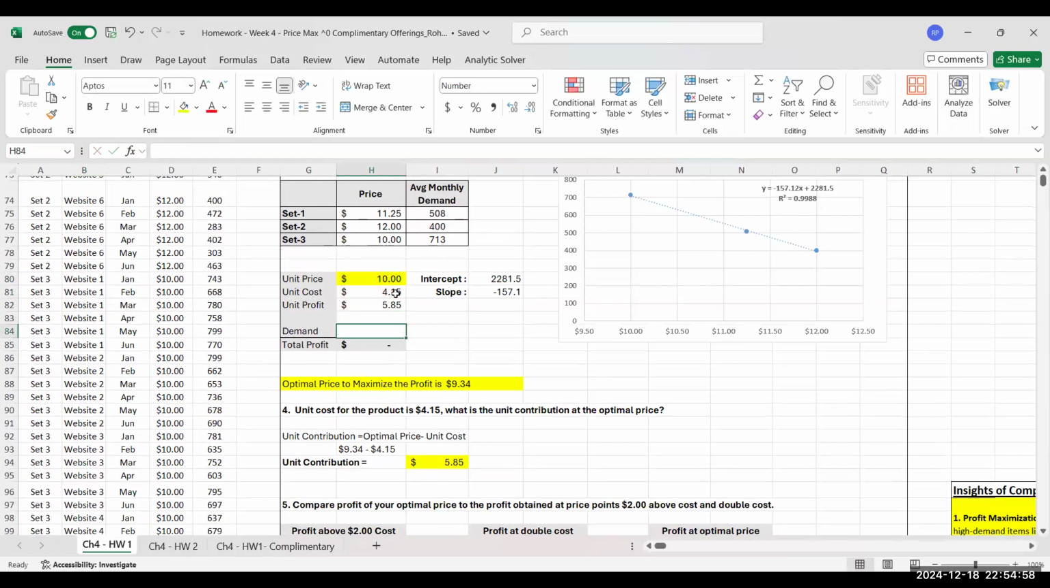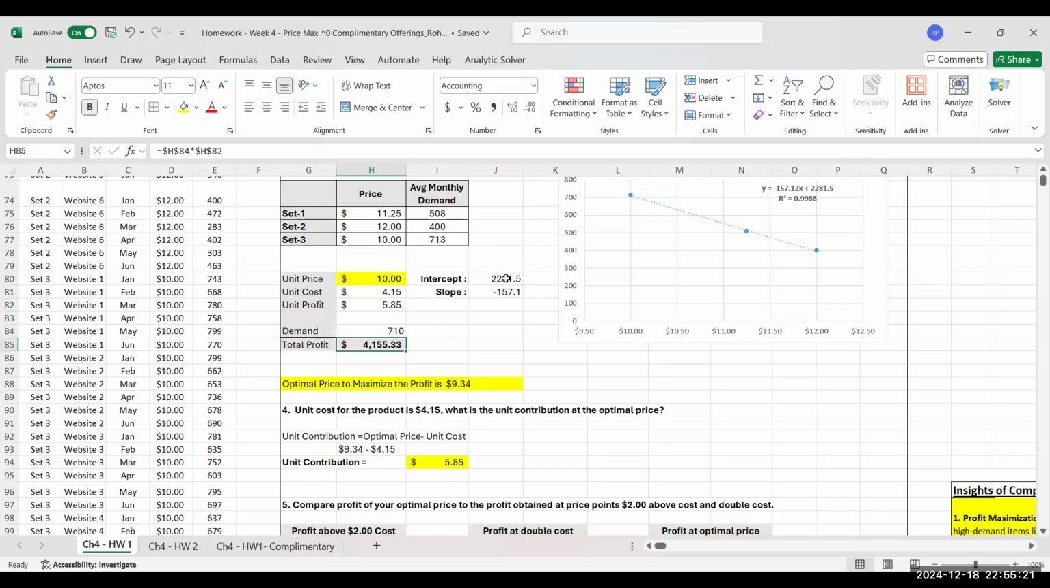So I'm going to use the regression formula for this. That is, y is equal to, demand is y. So what we are going to use is the slope, 157, times this price point plus the intercept. So this demand is showing like 710.